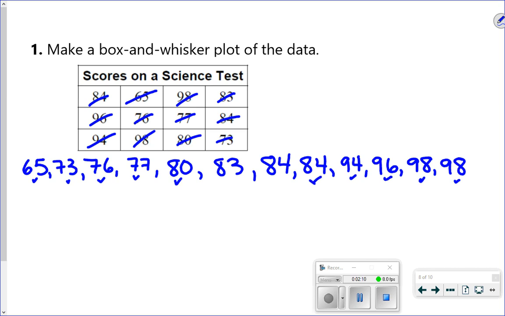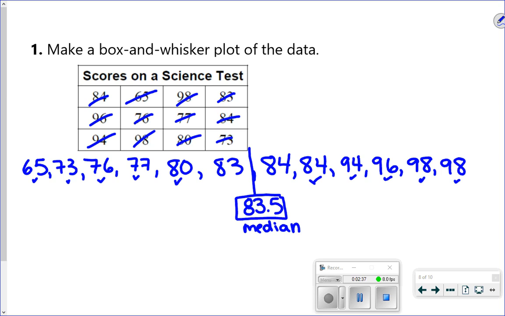Now, I have two numbers in the middle, 83 and 84. That's because I had an even number of numbers. So when I have two numbers that are in the middle, I have to find what's halfway in between them. So that's going to be 83 and a half. If you're ever not sure what's halfway in between, then you can average them. You can add 83 plus 84 and divide by 2, and that'll give you whatever is in the middle. So that's our median.